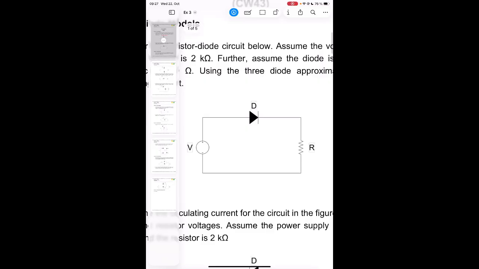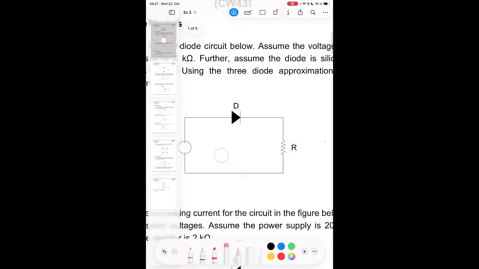What can we do if we have multiple diodes? 2 diodes, 3 diodes, 4 diodes? 2 to the power n. 2 to the power of n possibilities, and just try. For example, we start with on and check if it's correct or not.